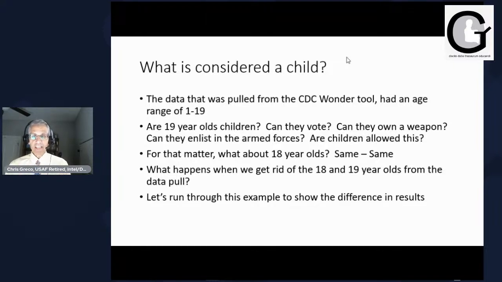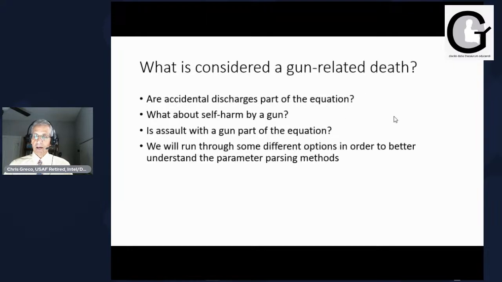For that matter, what about 18-year-olds? Same. They can own a weapon, they can vote, they can do all those things. What happens when we get rid of the 18 and 19-year-olds from the data pool? So let's find out.